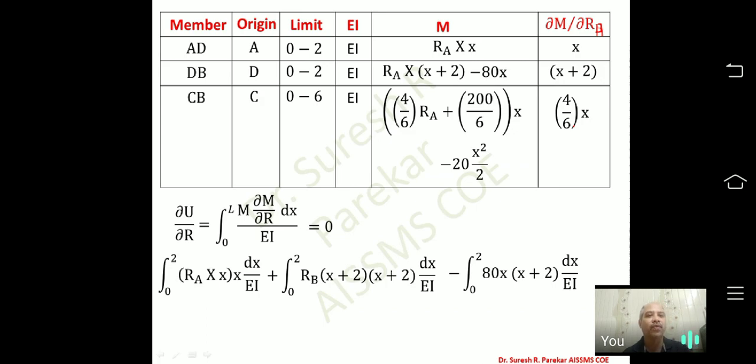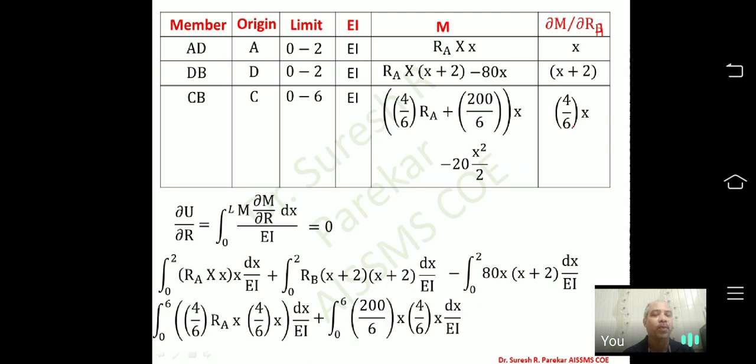Then due to 4 by 6 RA, we will multiply 4 by 6 RA into X, because X we have in the third row also, and then we have in dM by dRA also 4 by 6 X. So we have 4 by 6 RAX into 4 by 6 X. Then we have 200 upon 6 X into again 4 by 6 into X dX upon EI, and then due to minus 20, which I will say minus 10X square, 4 by 6 into X dX upon EI.